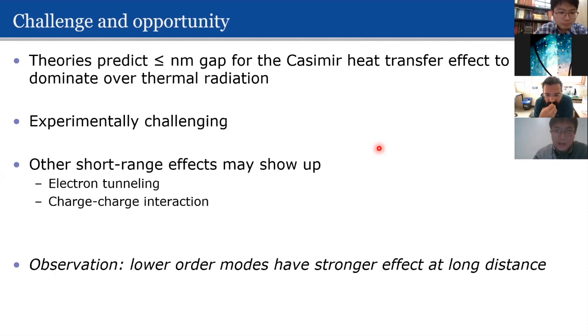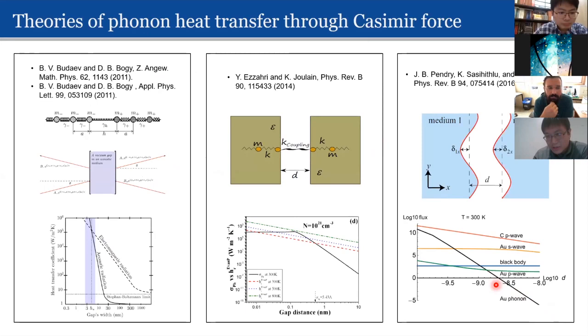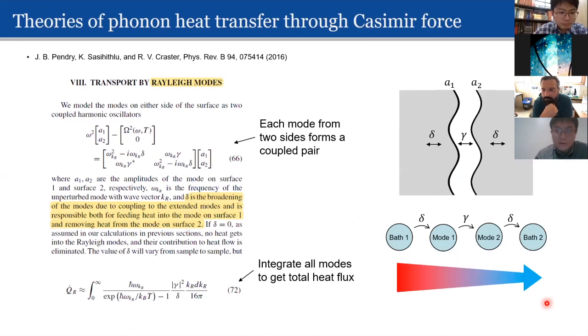If I go back to here, you can see that at shorter and shorter distance, this heat transfer gets larger, right? What actually happens is that at longer distance, first it is the lower order mode, with a really, really small k vector. Those modes participate. As you go to shorter distance, more modes start to participate, and you get a stronger heat transfer effect. But actually, at very far distance, the low order mode already has some effect.